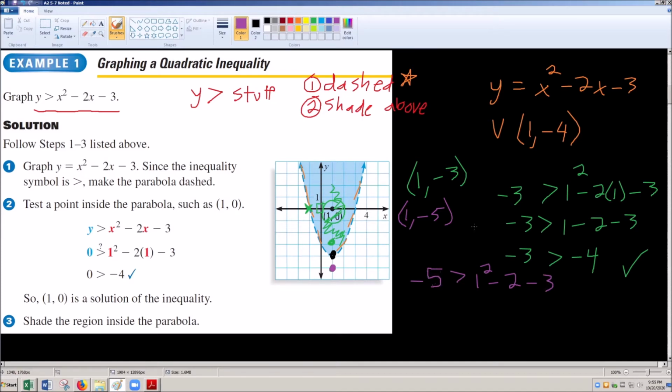There we go. And so now looking at this, I know that the thing on the right is going to simplify to negative 4. The thing on the left is negative 5. Is negative 5 greater than negative 4? Nope, it is not. So since it is not, we do not shade that area. So this point sitting over here doesn't work. We do not shade it. So that's how we test it, by plugging in a point.